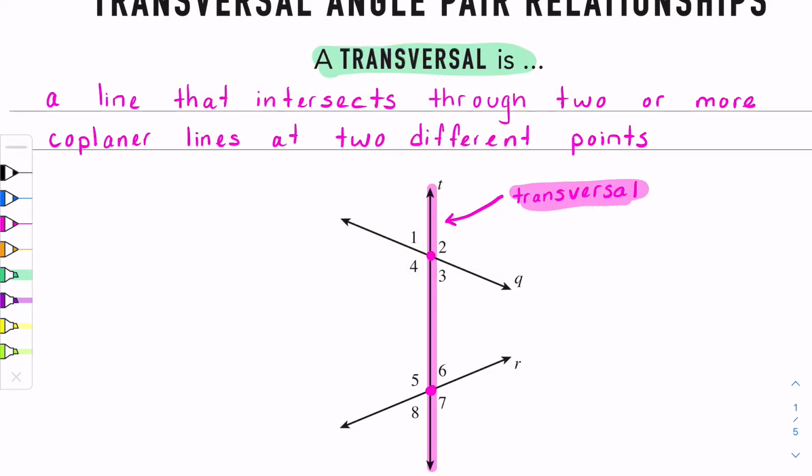Identifying a transversal is very important for future problems. You have to be able to identify which one is the transversal, and which ones are the coplanar lines.